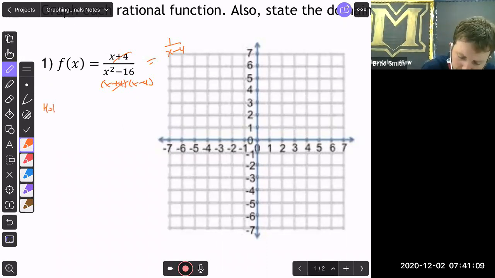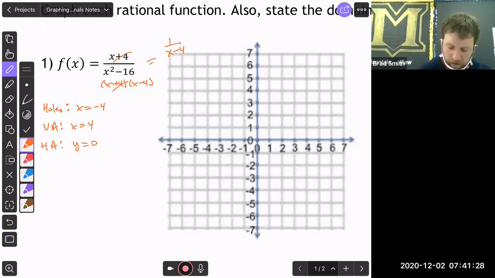So first of all, holes. I have a hole at x equals negative 4, right? Vertical asymptote. Set the denominator to zero, so x is equal to 4. Horizontal asymptote, it's bottom heavy, so y equals 0. Zeros, I don't have any because the numerator now is 1.